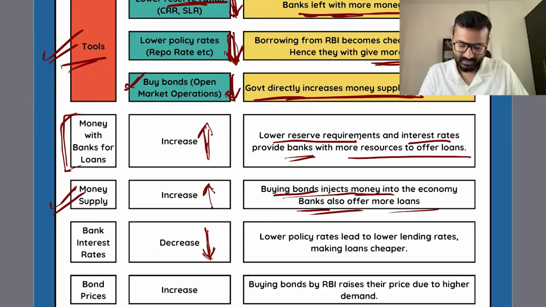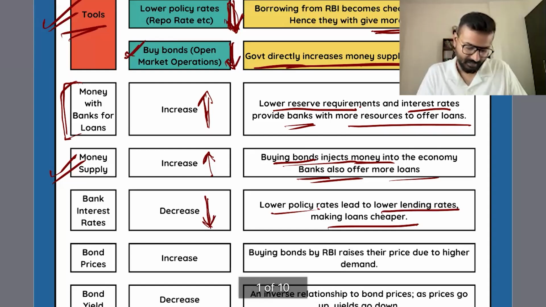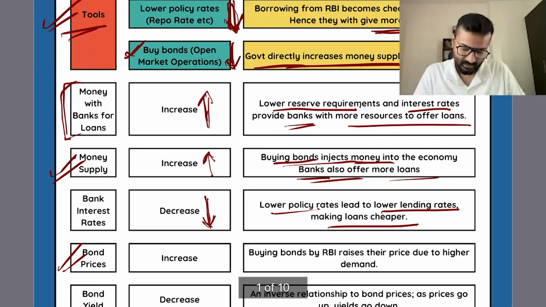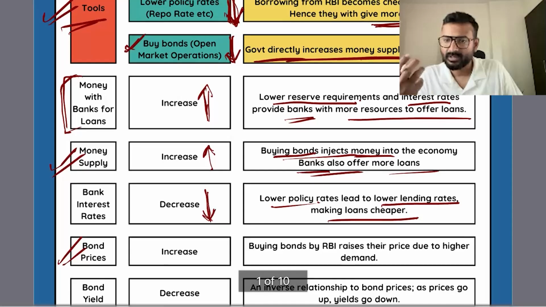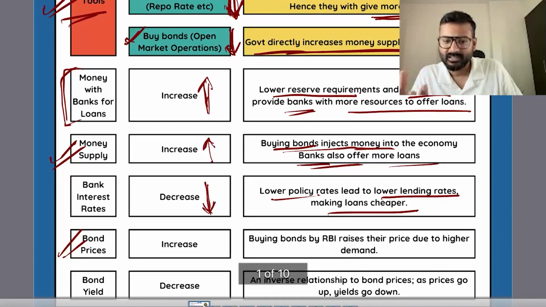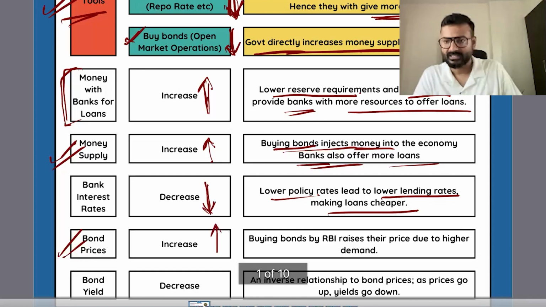Right? So lower policy rates lead to lower lending rates, making the loans cheaper. What has happened to the bond prices? Because the government is buying a lot of bonds, open market operations, say, right? Now, buying bonds by RBI raises prices because the demand for bonds has increased. Whenever the demand for a product or service increases, its price also increases. So bond prices have increased.